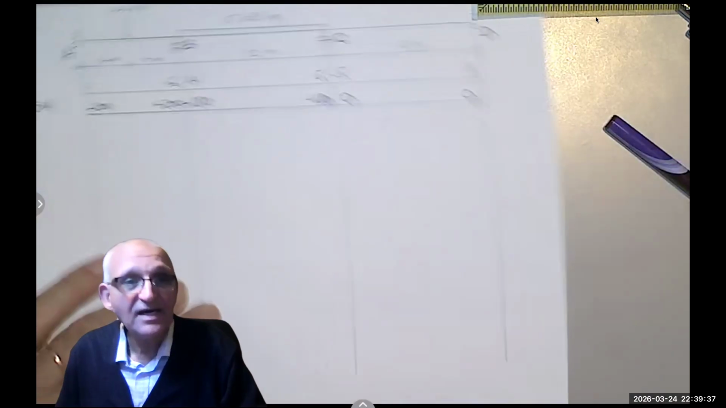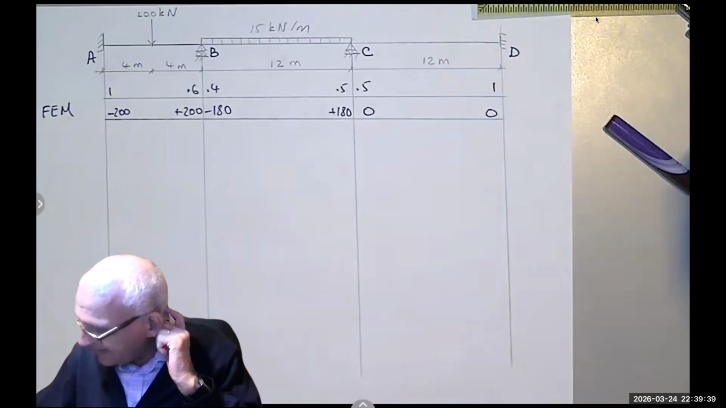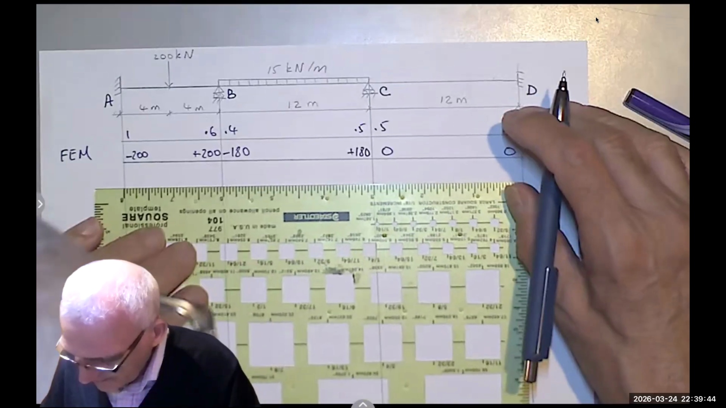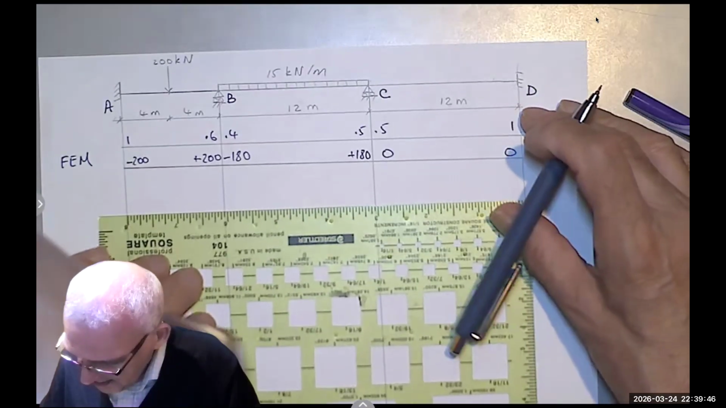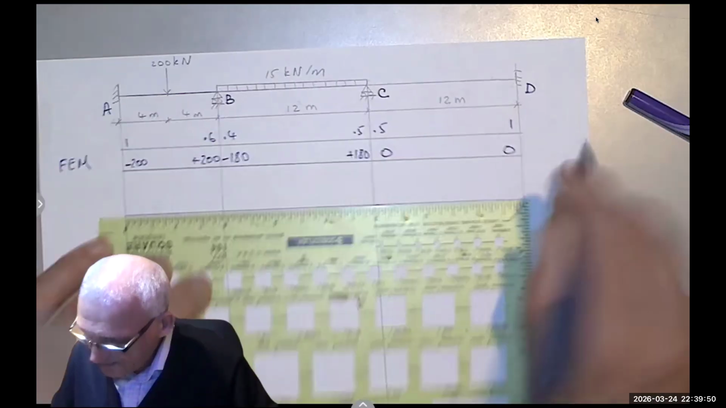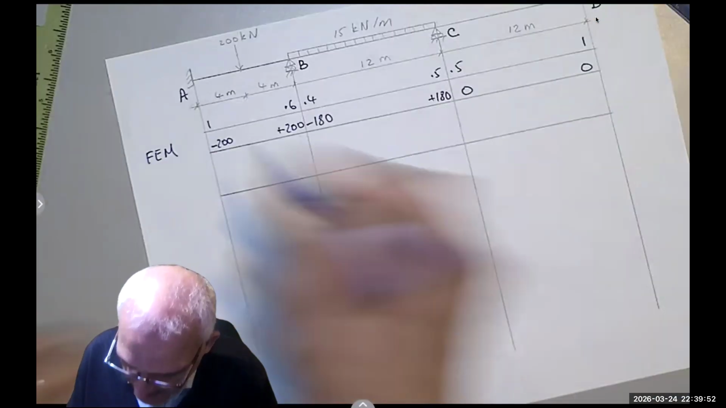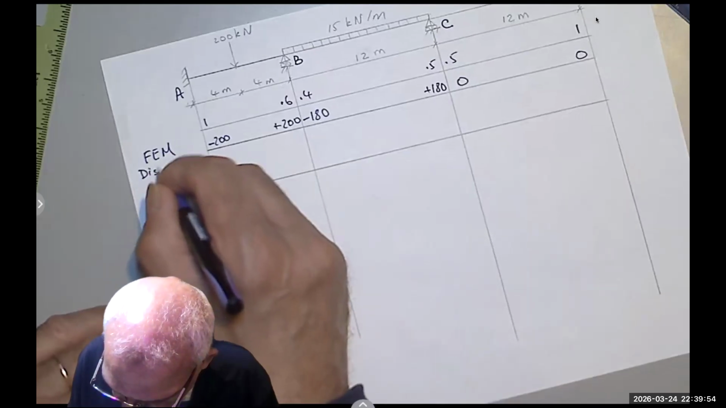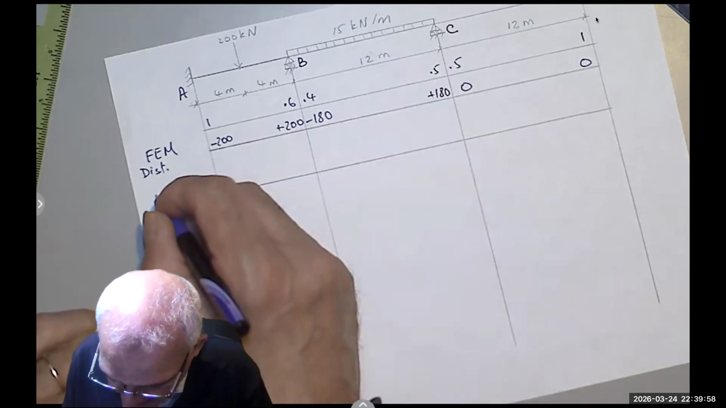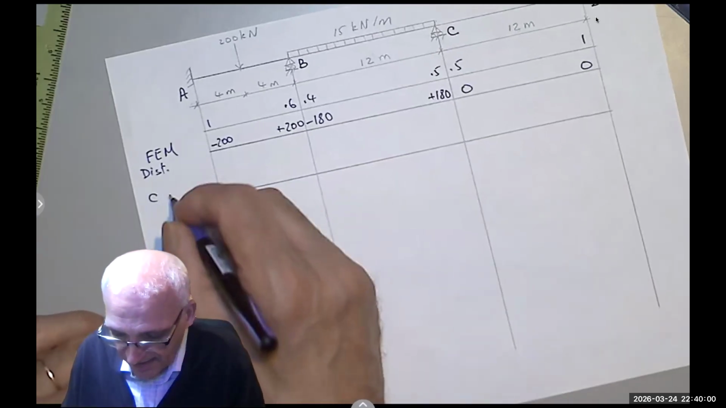And now let's see what will happen. I will have to do two things simultaneously. Here is what we are going to do. I will say distribute and carry over.